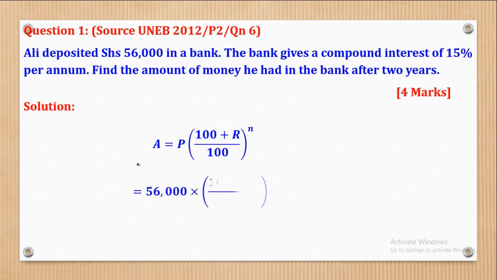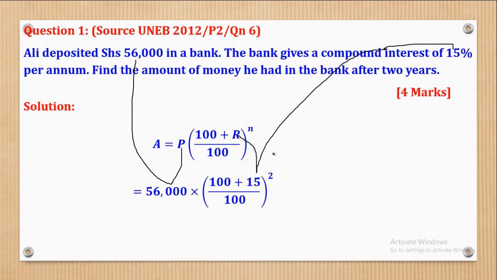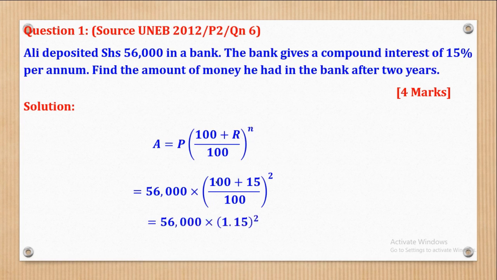Next is to substitute. P will be 56,000, R will be 15, and N will be 2. So next is to simplify. Simplifying what is in brackets will be 1.15, raised to the power 2. Next is to simplify everything to come up with shillings 74,060. So basically that's the amount they wanted.